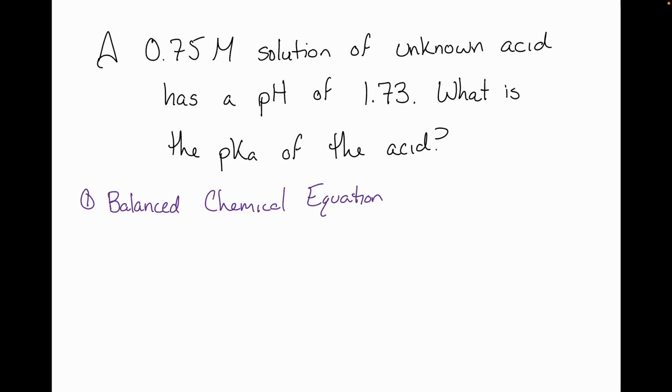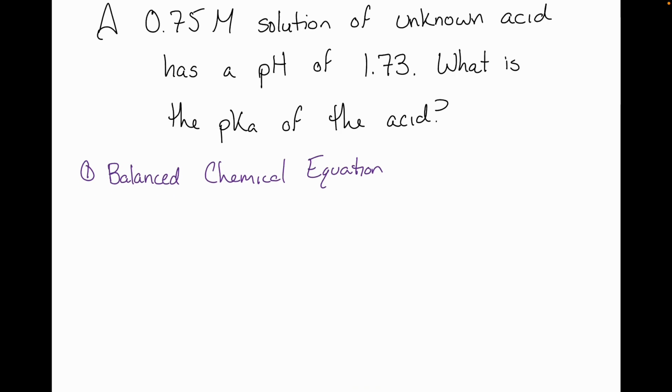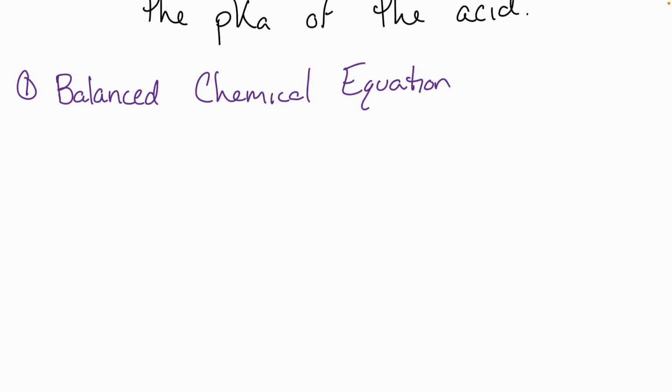But I don't actually know what my acid is. That's the whole shtick, this is an unknown acid. So how am I going to get a balanced chemical equation for an unknown acid? What we're going to do is use this generic formula for an acid, HA. This is our stand-in for an unknown acid. We don't know what A is. It's just like a variable there.